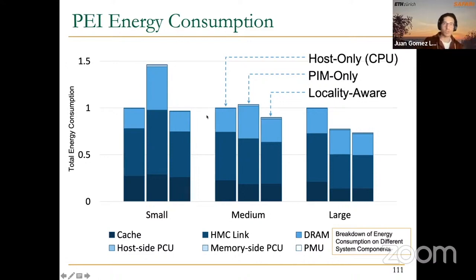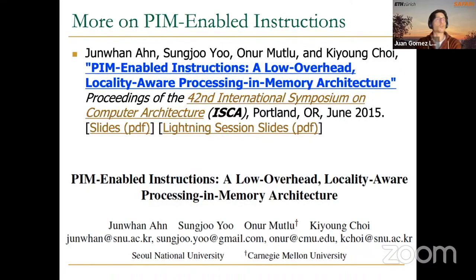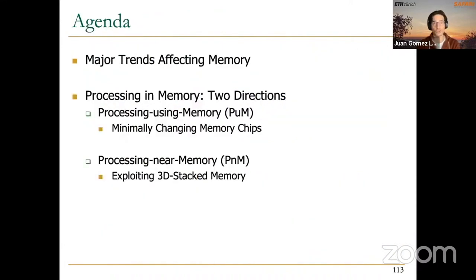Whenever the CPU can compute, you compute on the CPU. Whenever data doesn't reside on the cache hierarchy, you go to the main memory and execute the operation there. So this is the paper for your reference, and this is almost all for today. We have already covered the 2 directions, processing using memory and processing near memory.